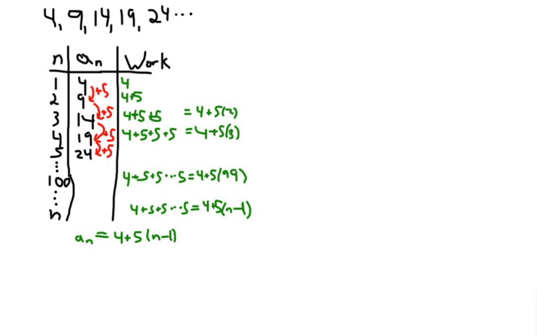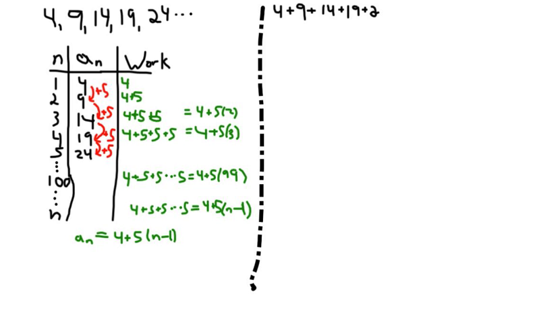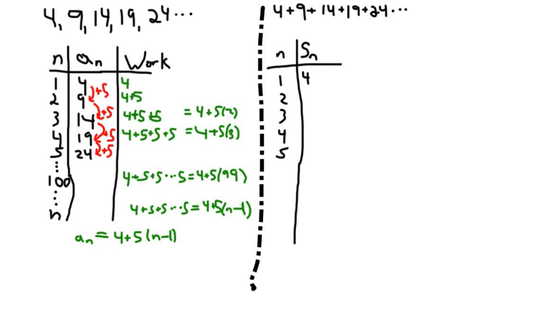So part 2. Well, what if we had to add up all those terms? So instead of 4, 9, 14, 19, 24, we're adding 4 plus 9, plus 14, plus 19, plus 24, and we keep going. Well, we can do the same thing, and we can set up a table. This time I wrote S sub n for sum instead of A sub n. A sub n is the term number. S sub n is the sum of the terms. So when there's only one term, the sum is obviously 4. When there are 2 terms, it's 4 plus 9, which is 13.